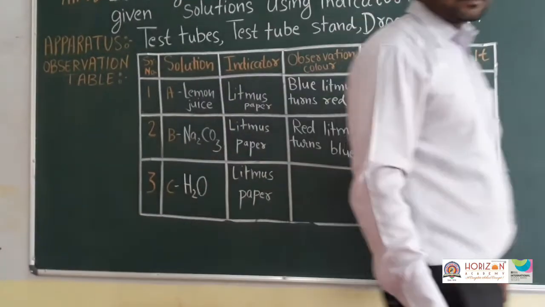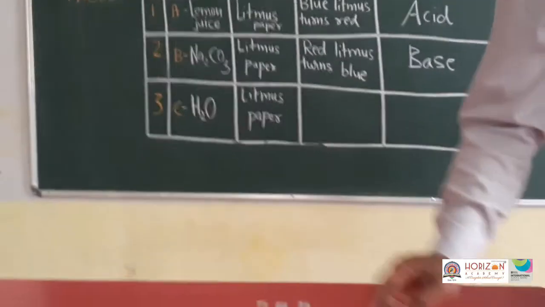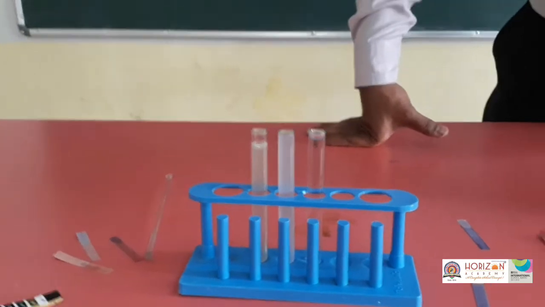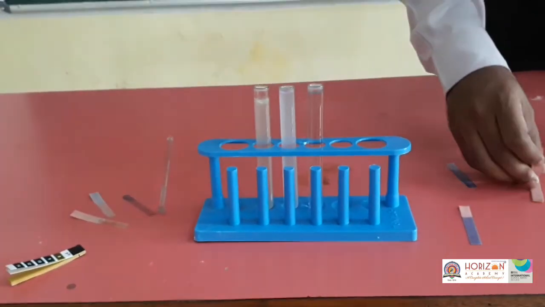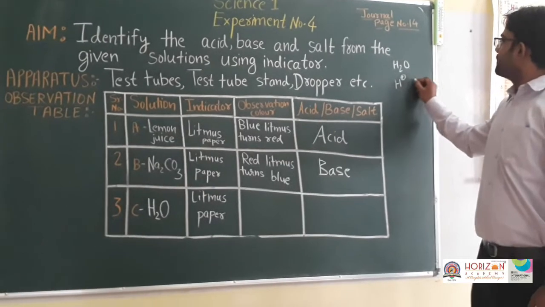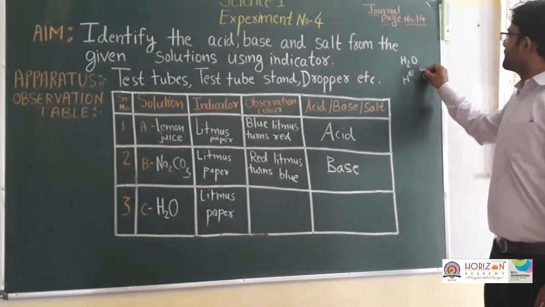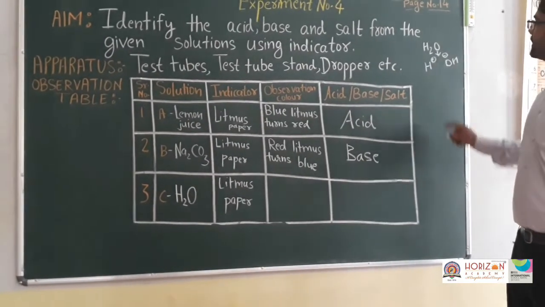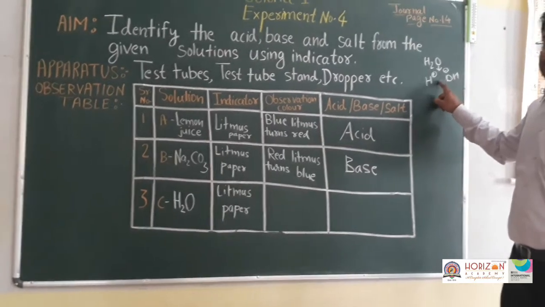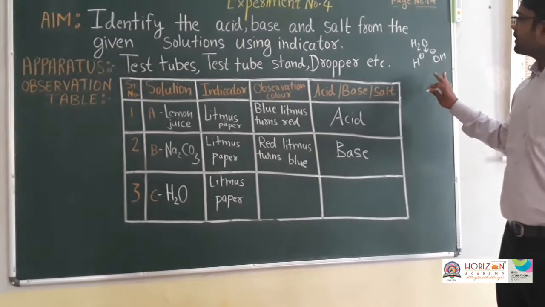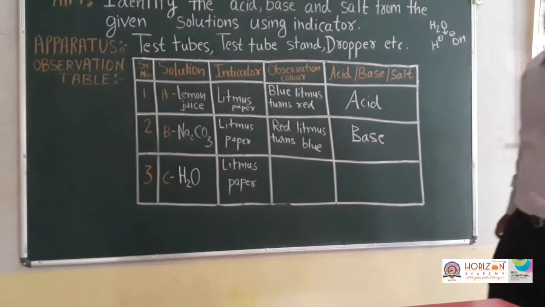Now last one. Our last solution is water. We know that the acidic nature of any substance depends on the hydrogen ion in it, hydrogen ion and hydroxide ion. So in water there is one H plus ion and one OH minus ion. So when water is dissociated then we get H plus and OH minus. So H plus is showing the acidic nature, OH minus is showing the basic nature. So they both cancel each other's effect, and that's why water is neutral in nature.